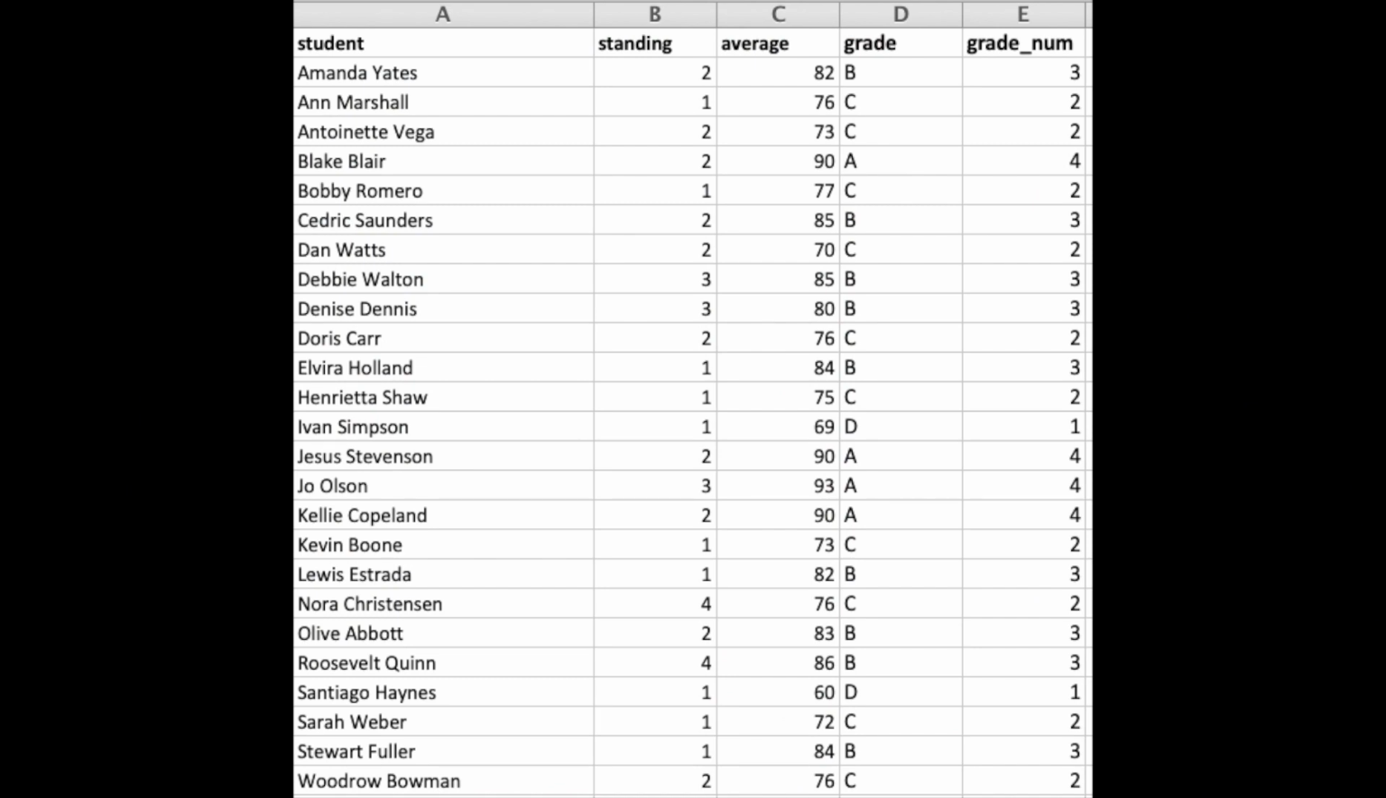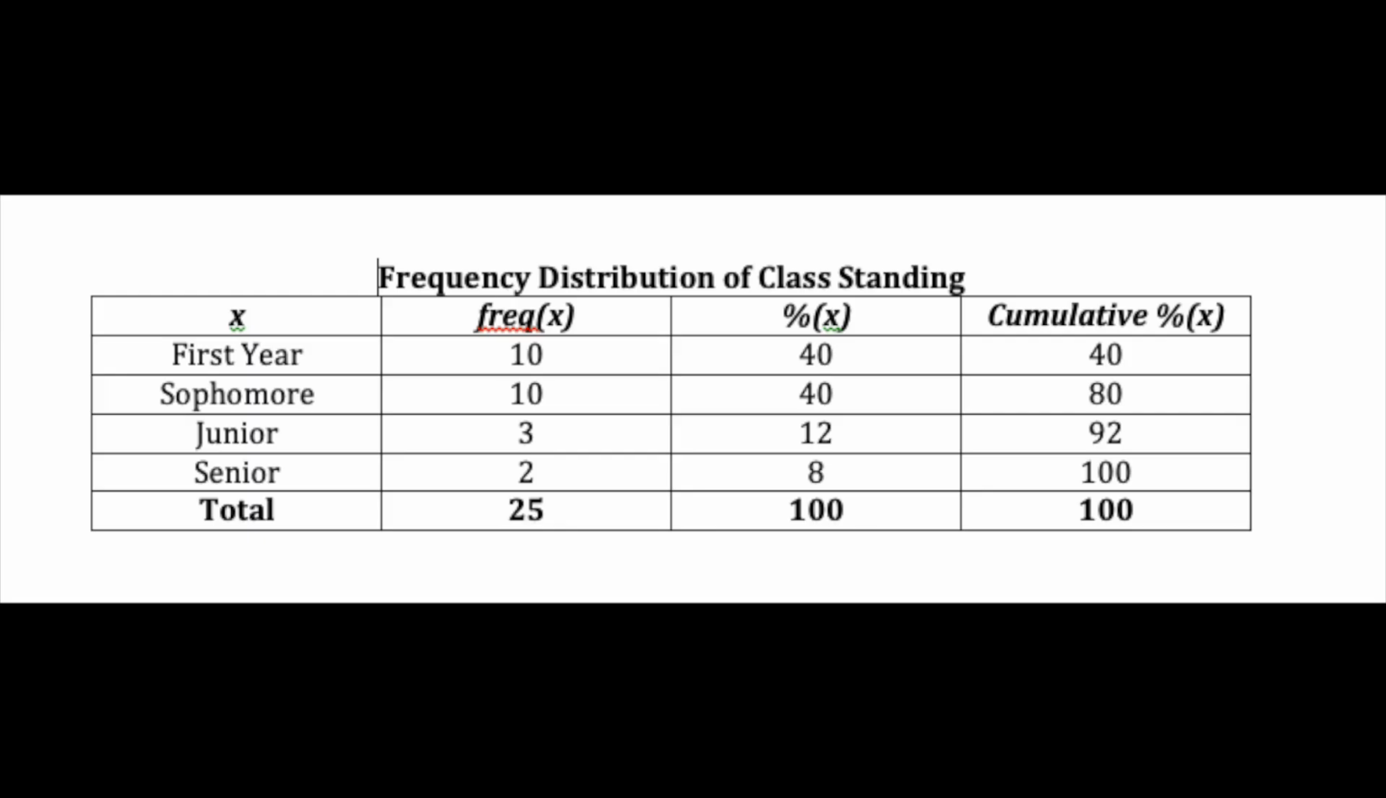All right, so here we have our usual data. We've got our 25 students, our class standing, our averages, our grades, and our grade num. Let's first look at the mode. The mode is simply the value with the highest frequency or the highest count. So when we look at class standing, we see that the highest count is 10.